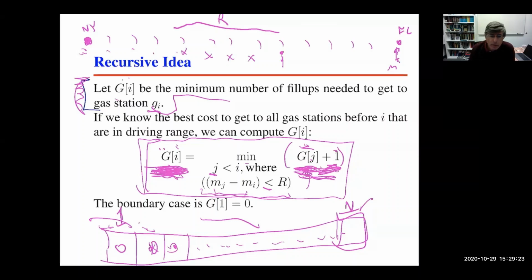And each one of these is doing a min where I'm going to look back at a bunch of gas stations. If my driving range R is extremely big, I might have to look back at all my gas stations or half my gas stations. To do this, I might have to look at order N possible things. I claim that it's N boxes times N time per box.